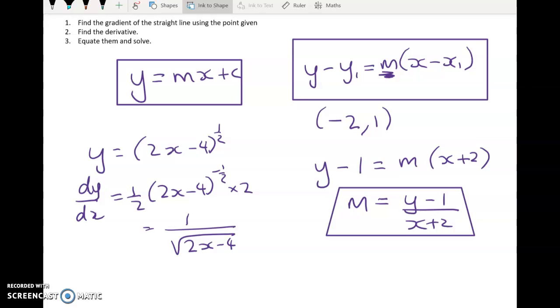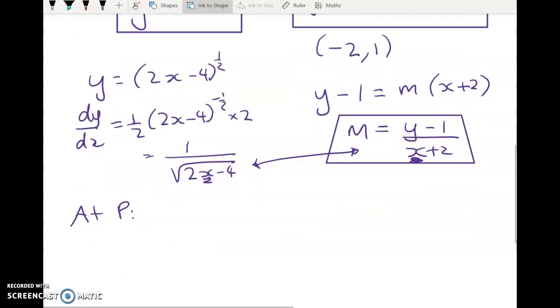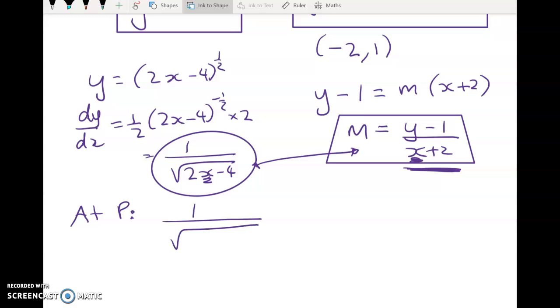Okay, so what can I say now? Well, I can put these two things equal to each other and then solve for the value of x, right? So it's only at the point P that we've got this equality, because that's the only place where the derivative will be the same as the gradient of the tangent line. So at P, we can say that 1 over root 2x minus 4 is equal to y minus 1 over x plus 2. Now we know what y is.